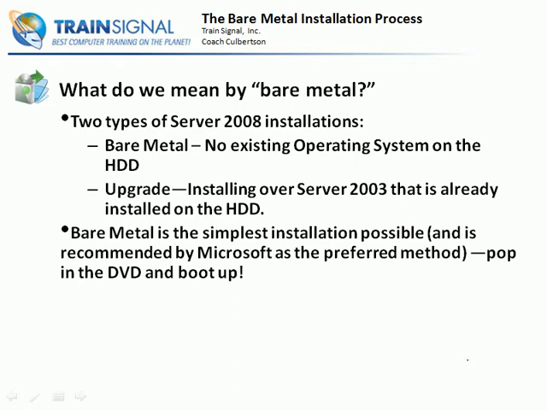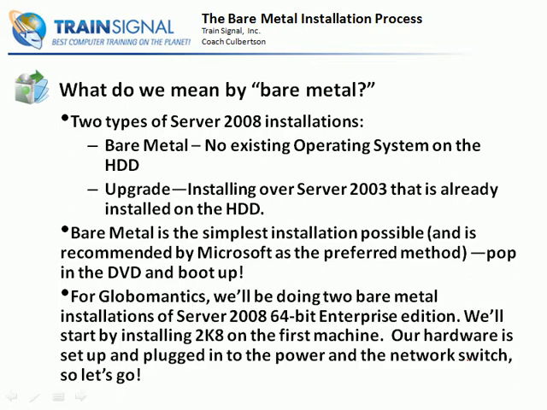Bare metal is the simplest possible installation scenario. It's the one that's recommended by Microsoft. If it's at all possible, use this one. And it's very easy. You just pop in the DVD and you boot up. Now, for Globomantics, we're going to be doing 2 bare metal installations, pretty much back to back. So we're going to be, remember, installing 64-bit Enterprise Edition, and we're just going to start off by installing 2008 on this very first machine. So right now, our hardware is set up, it's plugged into the power and the network switch.